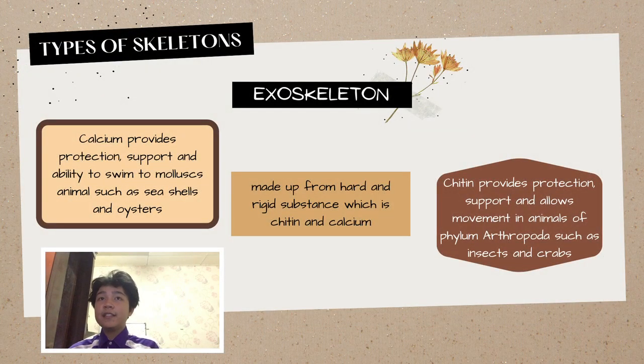So there are three types of skeletons: exoskeletons, endoskeletons, and hydrostatic skeleton. The first one is exoskeleton. It's made up from hard and rigid substance, which is chitin and calcium. Calcium provides protection, support, and ability to swim to mollusks and animals such as seashells and oysters. Chitin provides protection, support, and allows movement in animals of phylum Arthropoda such as insects and crabs.